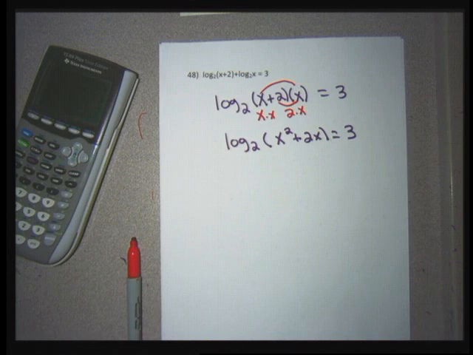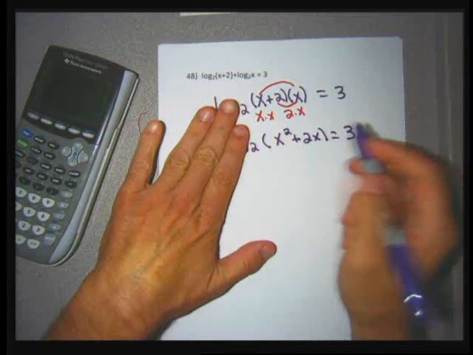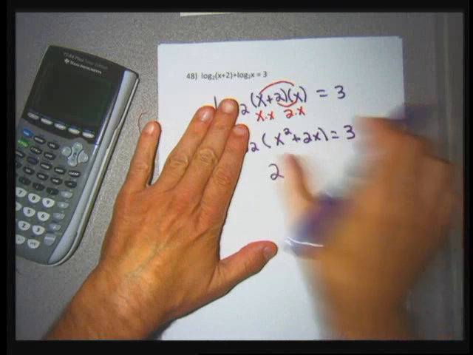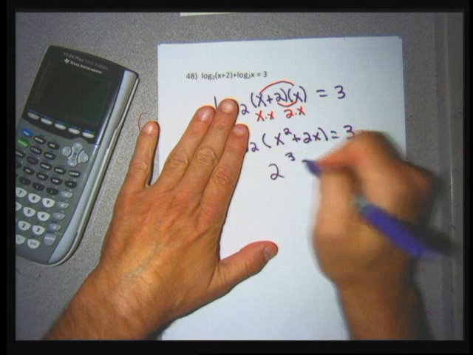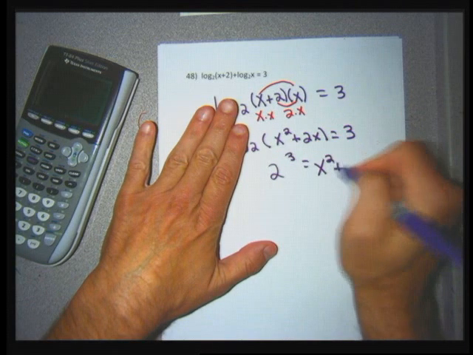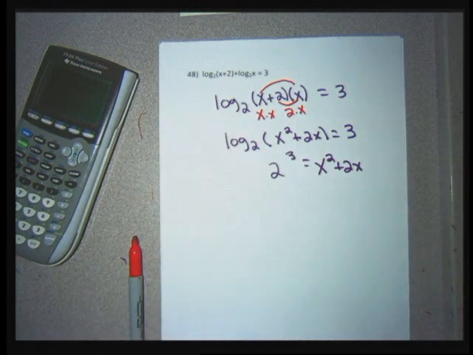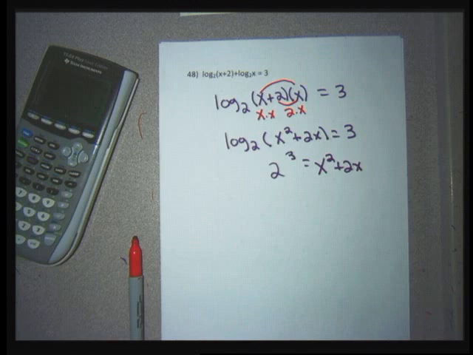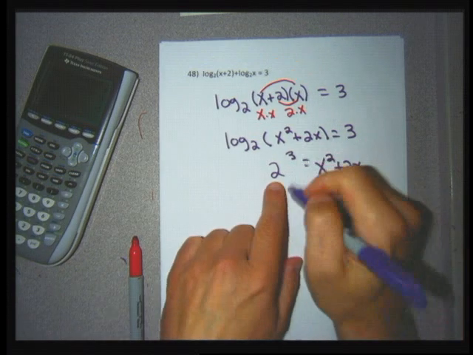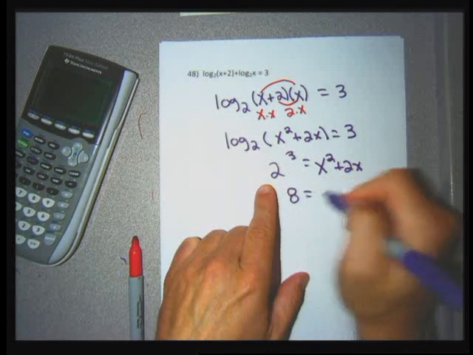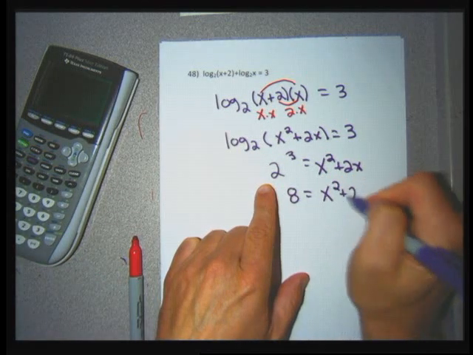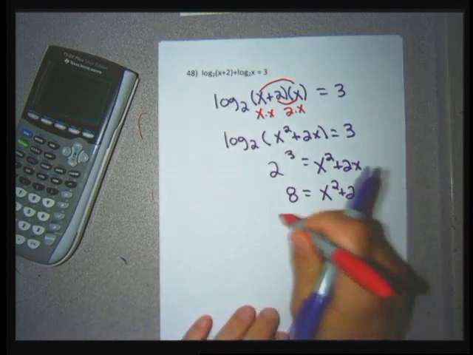Now I'm going to write the problem without the logarithm. I'm going to cross out the logarithm. The 2 is going to stay low. I'm going to switch the 3 and the x squared plus 2x. I have the first square that I have to deal with today. When I have a square, I usually solve by factoring. Before I can factor, I set the problem equal to 0. This side that's 2 cubed, I'm going to write as 8 because 2 cubed is 8. Now I'm going to minus 8 from both sides.